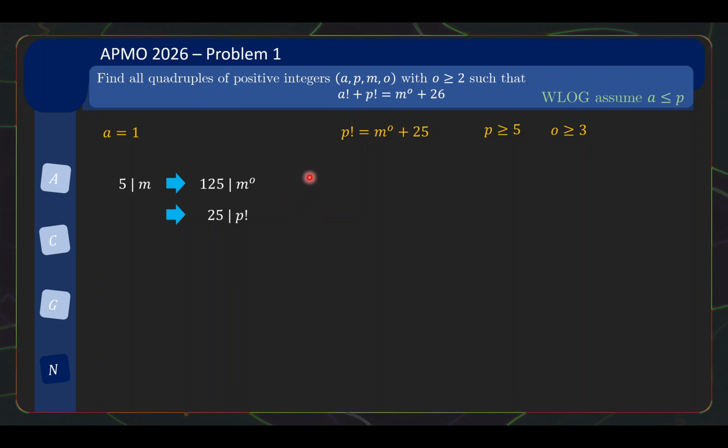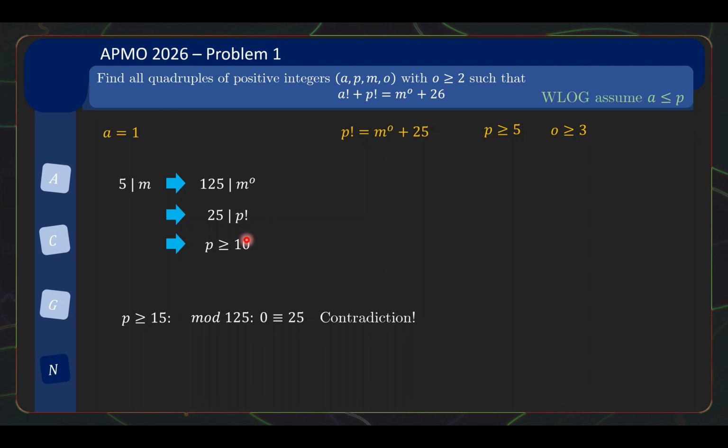Thankfully, we can get rid of a number of P cases here first before we even use our logic. So because we have M to the O is divisible by 125, this is divisible by 125, so P factorial is divisible by 25, which means P must be at least 10. Even better than P must be at least 5. So we have made some improvement.